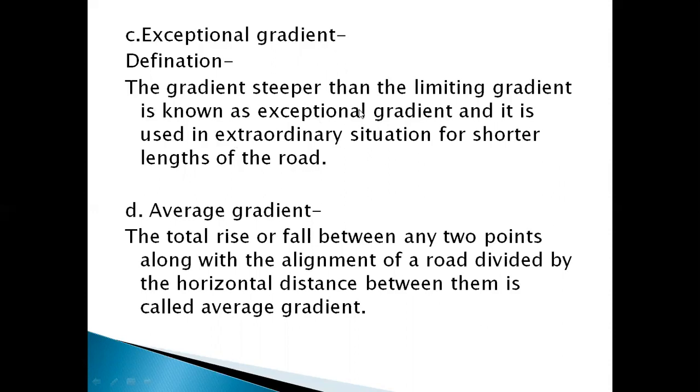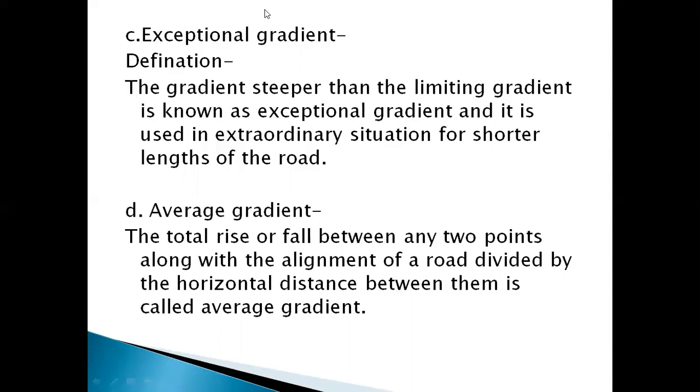Then the average gradient. The total rise or fall between any two points along the alignment of the road divided by the horizontal distance between them is called the average gradient. The average gradient is the total rise and fall between 2 points of the road along its alignment, divided by the horizontal distance between them.